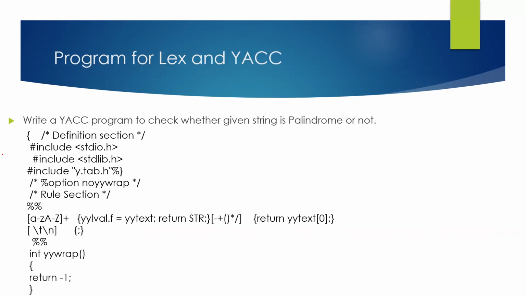This is the basic program for Lex and Yacc to check whether a string is a palindrome or not. This is the Lex program. This is the definition section, which includes the header files, and the rule section containing the regular expressions small a to z and capital A to Z. The plus indicates that one or more should be present in the string, and if one or more alphabets are present, it returns yytext, and that ends the Lex program.